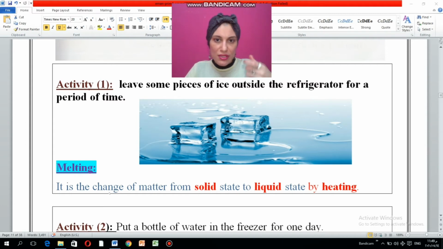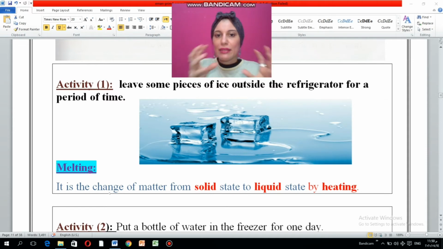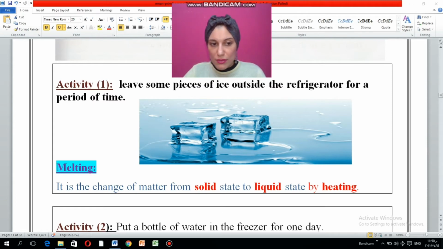تمام؟ او another example، لو معاك شمعة ولعتها تعرضت لها يعني حصل لها هيت تسخين، ايه اللي هيحصل للكاندل الشمعة دي؟ هيحصل لها ميلت، بتدوب. So melting process it is the change of matter from solid state into liquid state. خلاص يبقى احنا كده خلصنا الميلتنج.